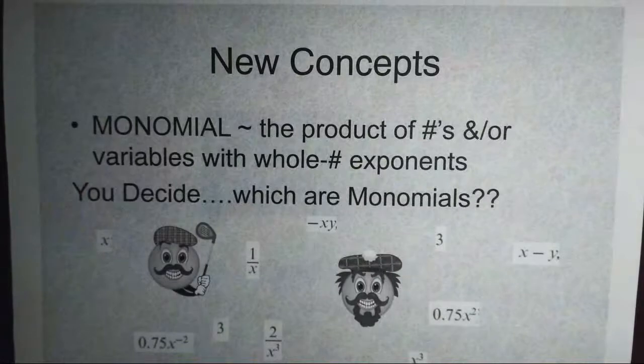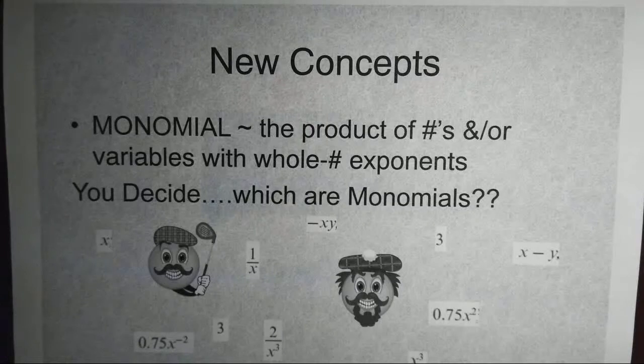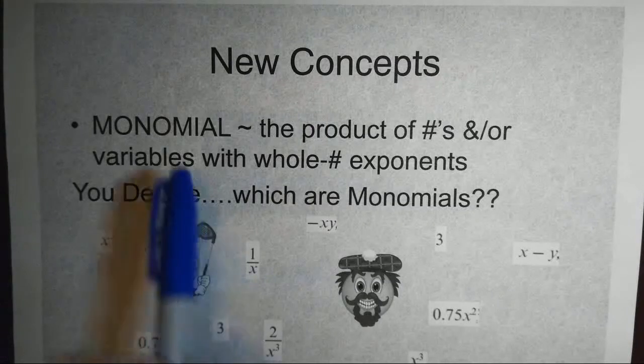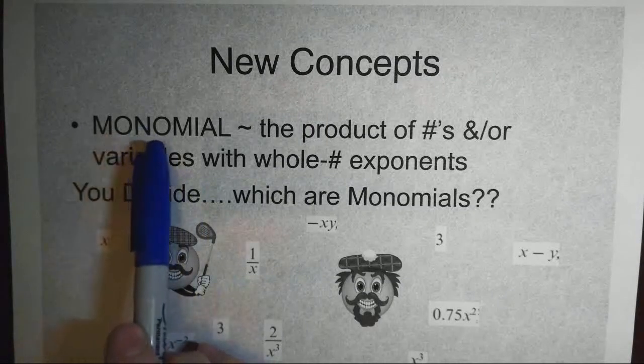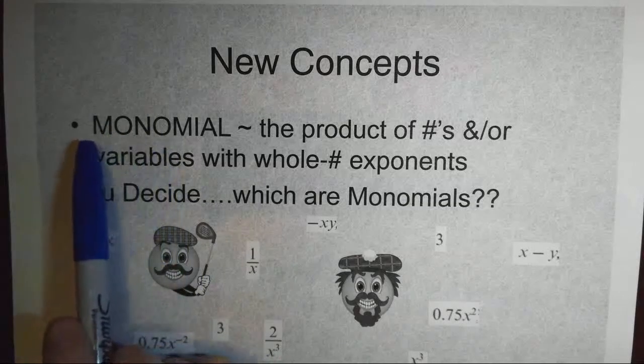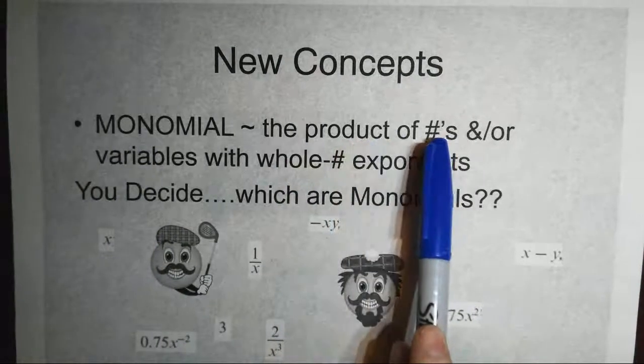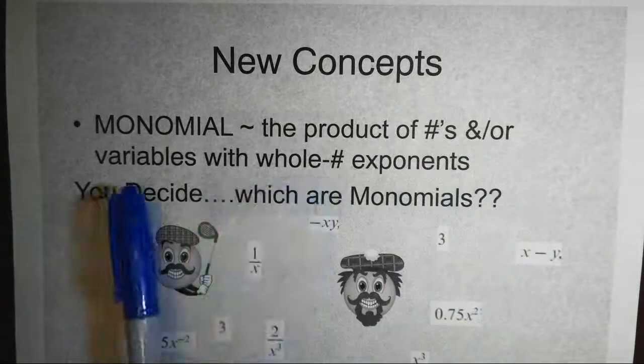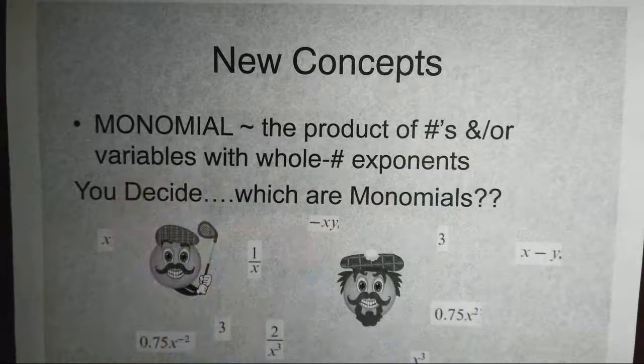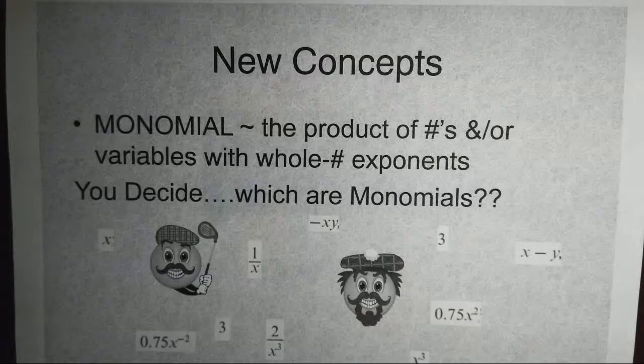First of all, a monomial means that we have the product of numbers and/or variables with whole number exponents. Now, mono is a prefix that means one. So this tells us that we have something with one term. There's no pluses, there's no minuses. It's just the product of a constant and/or variables with whole number exponents. Remember, whole numbers are 0, 1, 2, 3, 4, 5, etc.